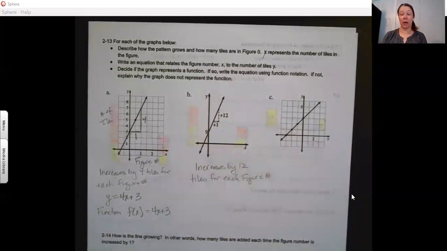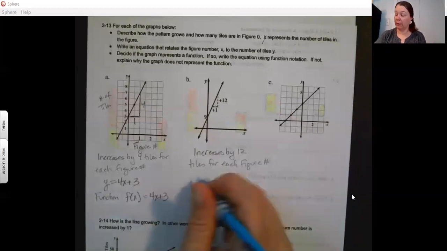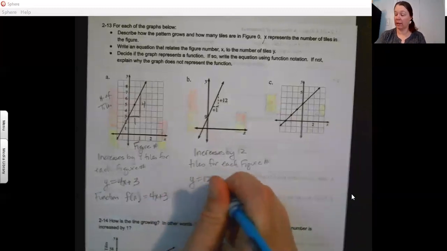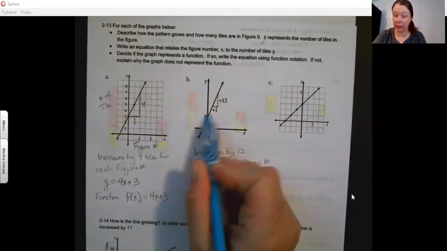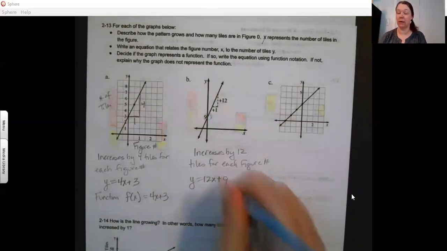Okay, so then the equation would just be y equals 12x plus, right? Whatever you're multiplying by the x, that's the amount you increase by, plus how many did I start with? Well, at figure 0, I had 9 tiles, so plus 9.